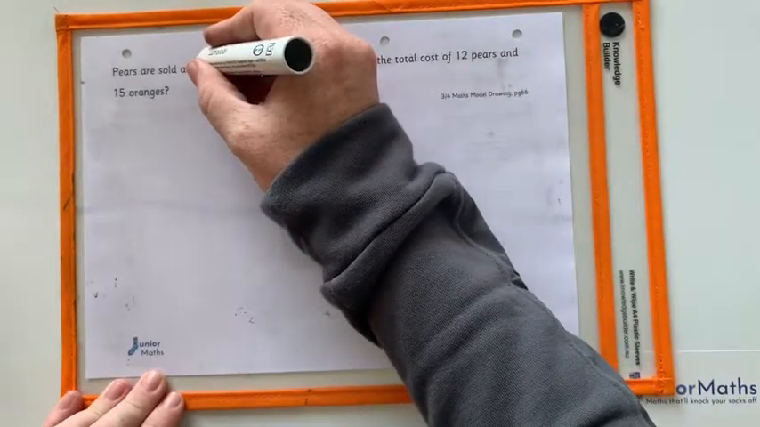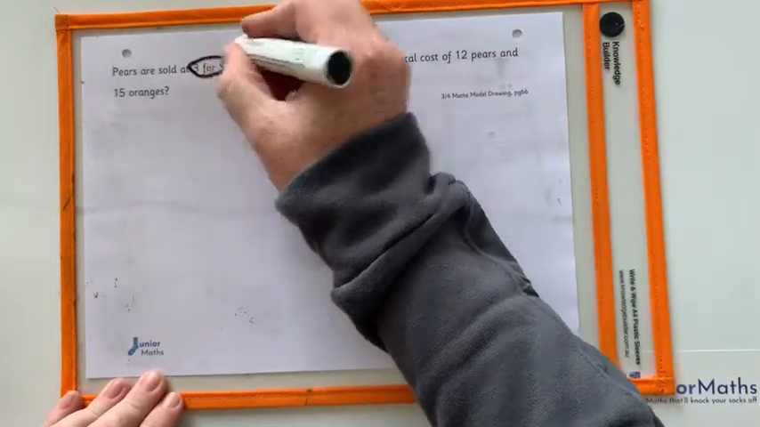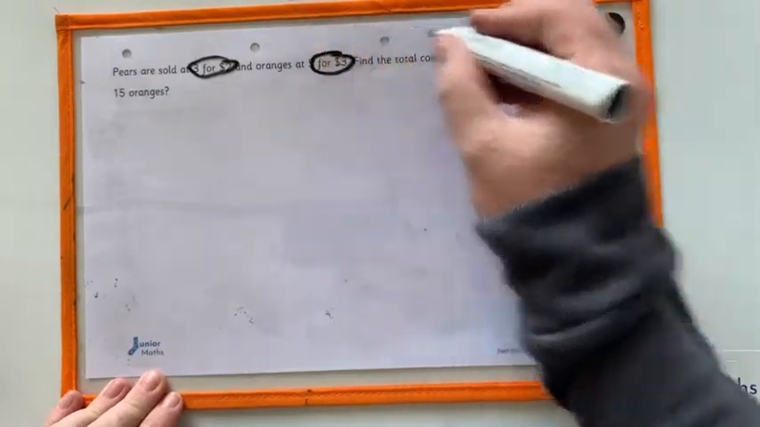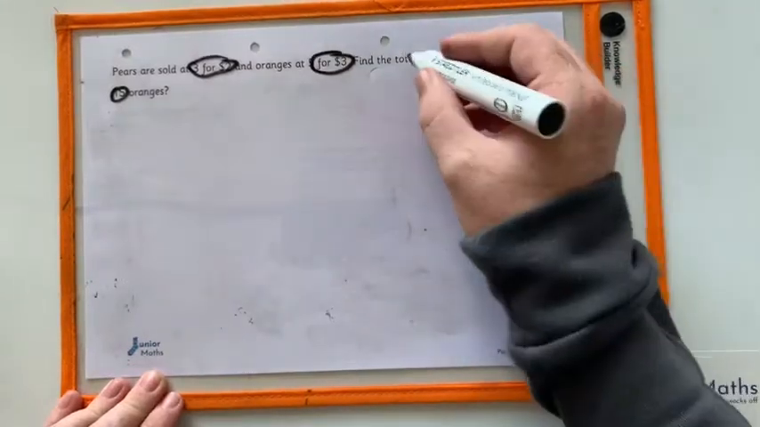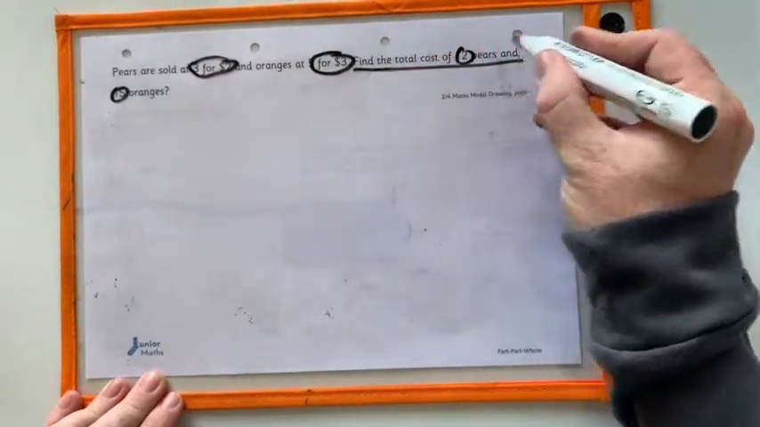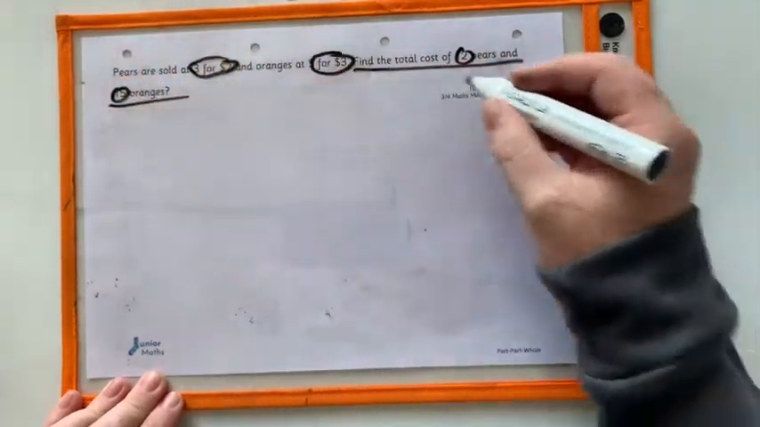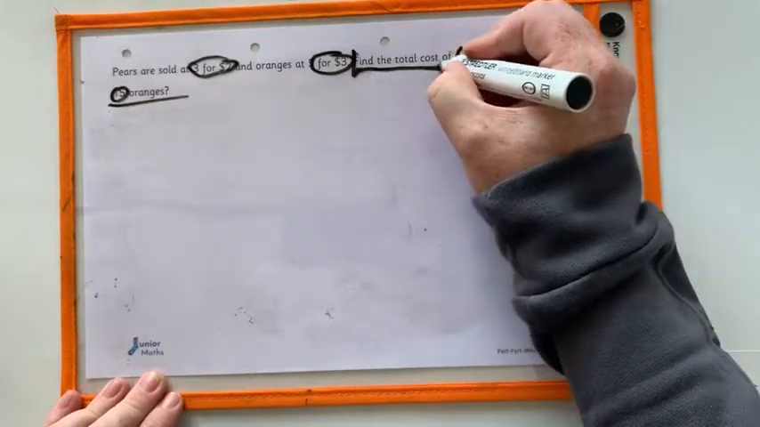Circle the key numbers. And circle 3 for $2 and 5 for $3. 12 pears, 15 oranges. Underline the question. Box key math section. Find the total cost.